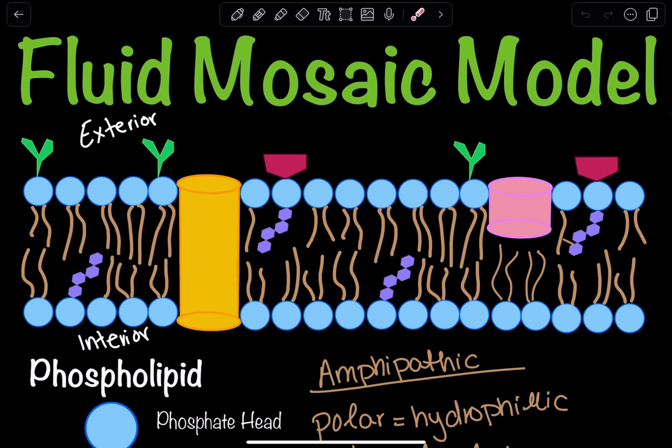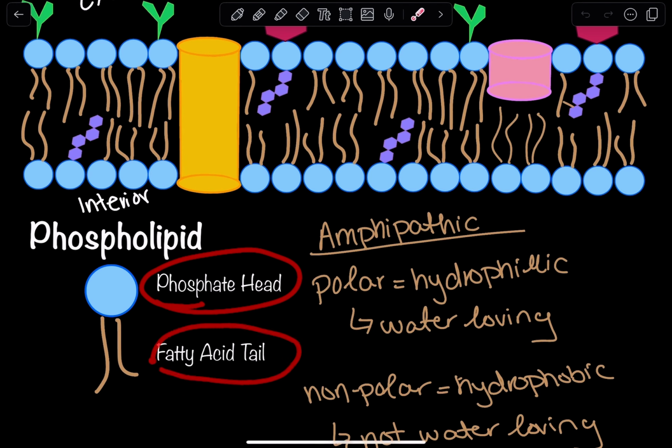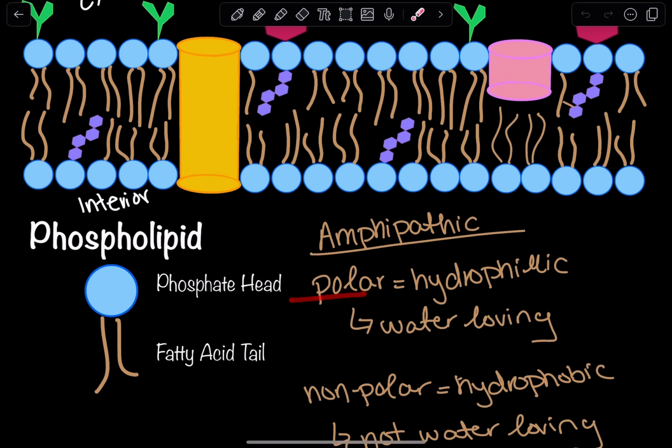Now, this over here is a zoomed in depiction of a cell membrane. Now, the most common structure that you see over here in the cell membrane is this blue and beige structure. Now, what is this called? That structure is called a phospholipid. Now, a phospholipid is made up of a phosphate head and a fatty acid tail. Now, the phosphate head is polar, and the fatty acid tail is nonpolar.